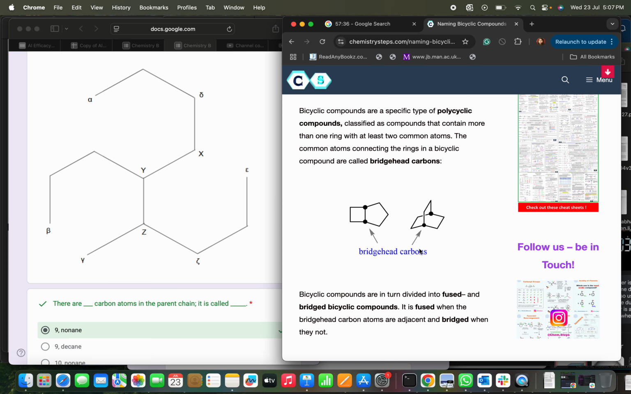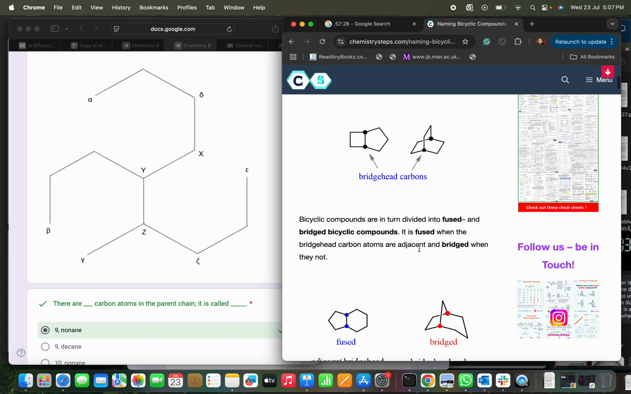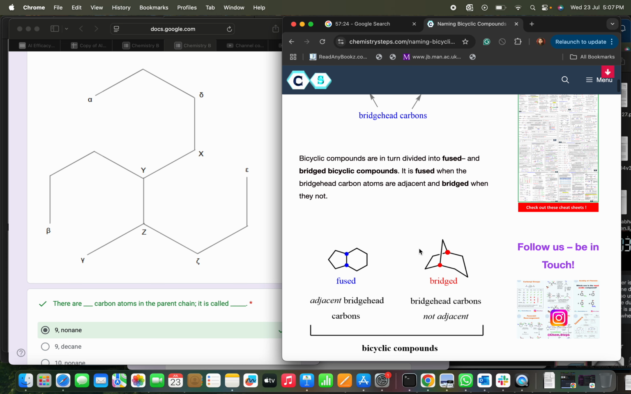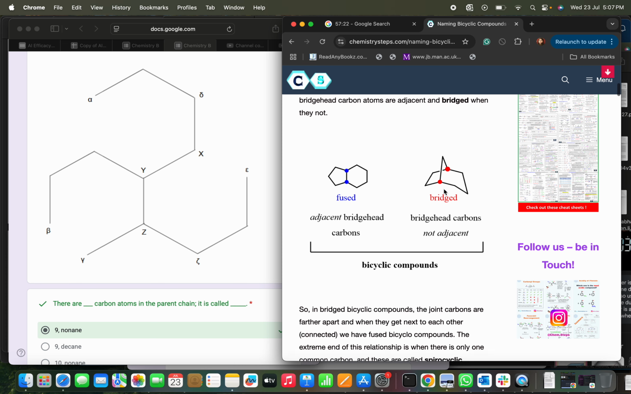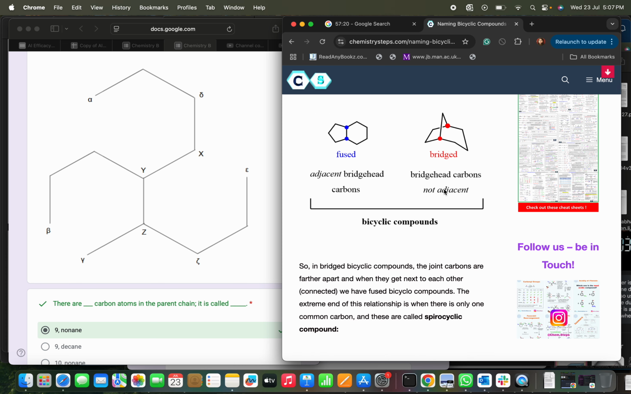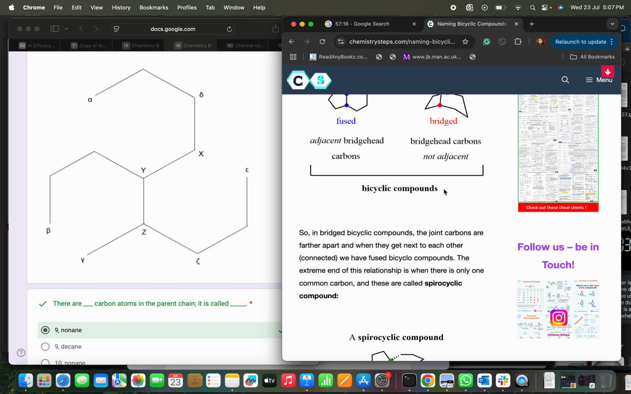The common atoms connecting the rings in a bicyclic are called bridgehead carbons. Bicyclics are divided into fused and bridged bicyclic. It's fused when the bridgehead carbons are adjacent. Fused. Okay, there are two kinds. In bridged bicyclic, the joint carbons are further apart, and when they are next to each other, we have a fused bicyclo compound.